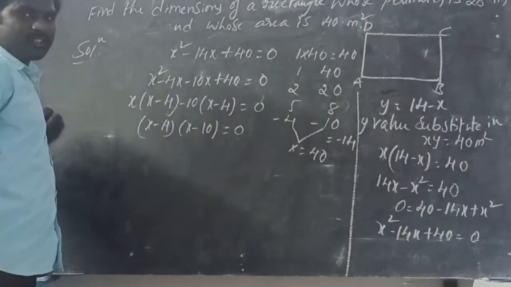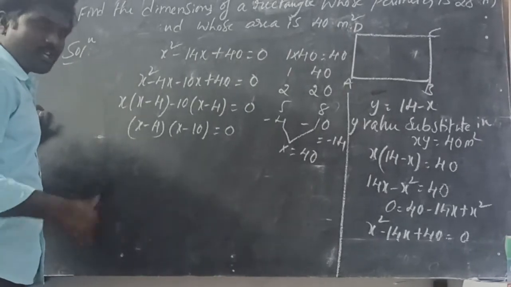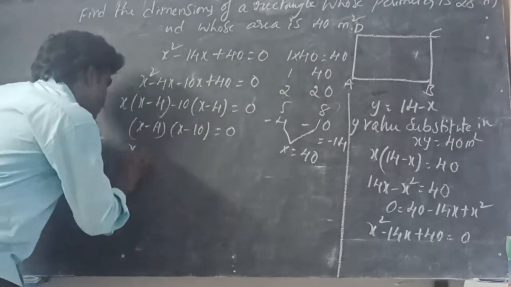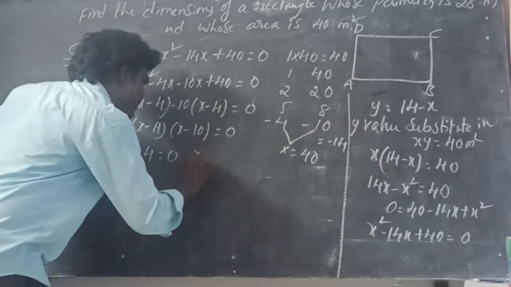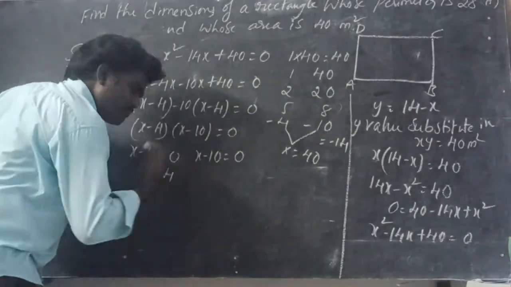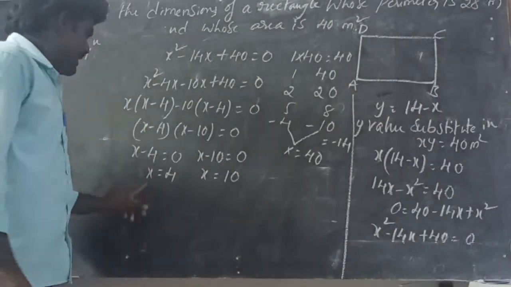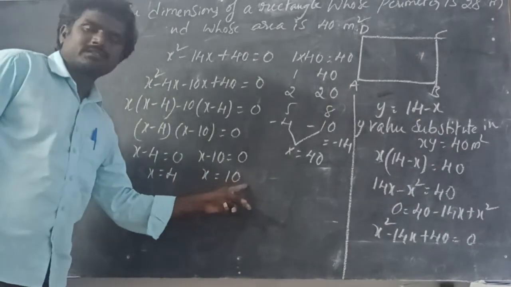So the product of two polynomials is 0. Either the first polynomial is 0, or the second polynomial is 0, or both polynomials are 0. So x minus 4 is equal to 0, x minus 10 is equal to 0. Minus 4 goes to the other side as plus 4, minus 10 goes as plus 10. So x is equal to 4, x is equal to 10.